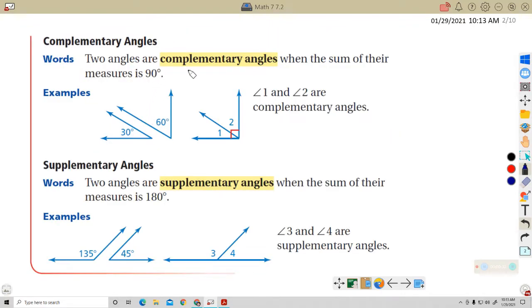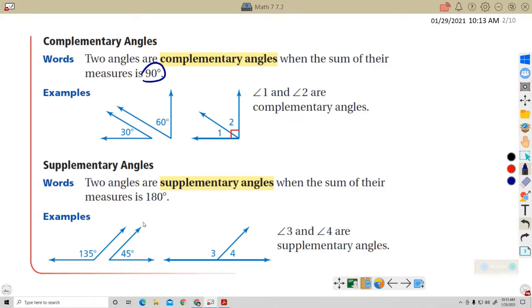Two angles are complementary when their sum equals 90 degrees. So a right angle that is split into two separate angles, those two separate angles are complementary. That doesn't mean they say nice things to each other. It's just a word that we use in math.